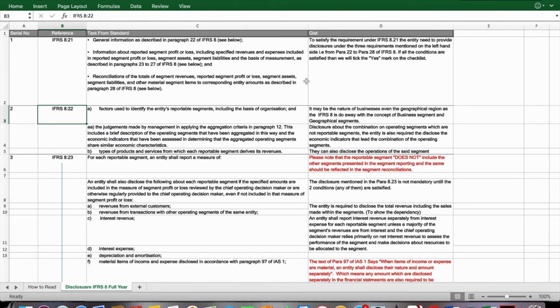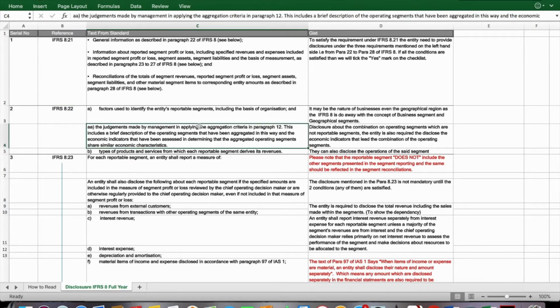The second point is the products and services. When we go by the gist, it may be in the nature of businesses, even geographical region and business segment. The thing is, IFRS 8 did not define any geographical or business segment. So basically, it's a distinction from the old IAS 14, and we can combine segments. Moving to point number double A, the standard asks what economic conditions you take into consideration to combine those segments. And the third one is the products and services from which you generate the revenue.